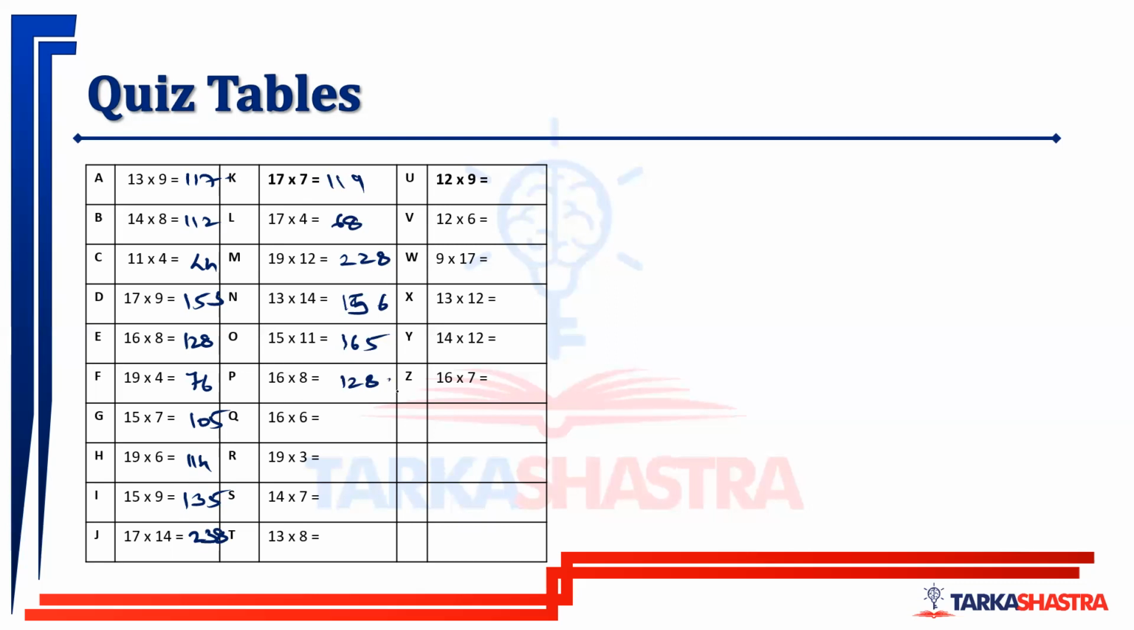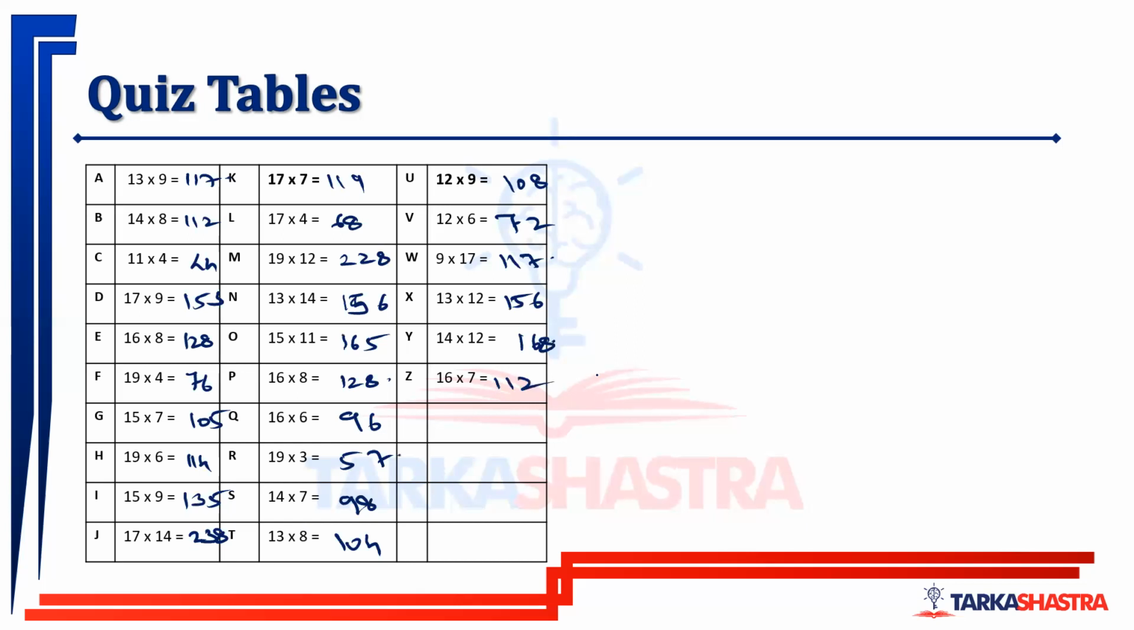It seems to have repeated, okay, no problem. 16 6s are 96, 19 3s are 57, 14 7s are 98, 13 8s are 104, 12 9s are 108, 12 6s are 72, 9 17s are 153, 13 12s are 156, 14 12s are 168, 16 7s are 112.